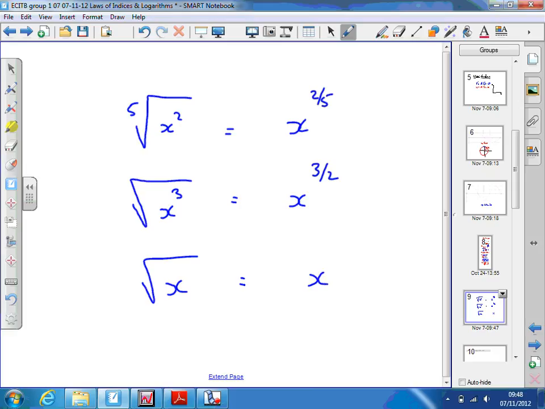No. What's the number that goes by the x? If there's no number there, it must be a 1. And if there's no number outside the root, that must be a 2. So x to the half. That's a common one, okay? The square root is x to the half.